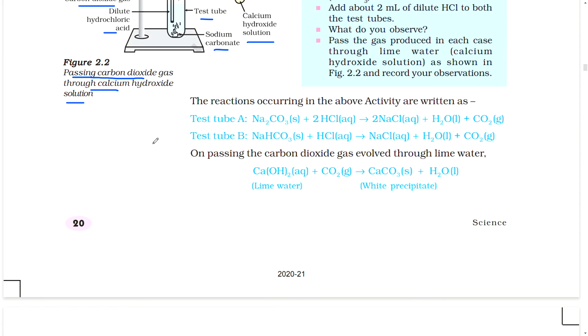The reactions occurring in the above activities are written as follows. Test tube A: Na2CO3 (solid) plus 2HCl (aqueous) tends to 2NaCl (aqueous) plus H2O (liquid) plus CO2 (gas). Test tube B: NaHCO3 (solid) plus HCl (aqueous) tends to NaCl (aqueous) plus H2O (liquid) plus CO2 (gas). On passing the carbon dioxide gas evolved through lime water: Ca(OH)2 (aqueous) plus CO2 (gas) tends to CaCO3 (solid), a white precipitate, plus H2O (liquid).